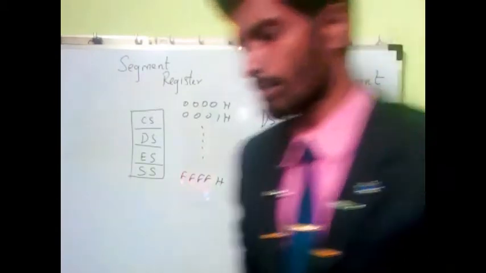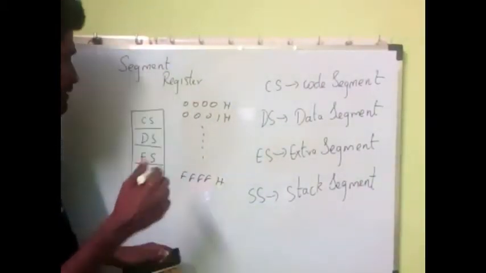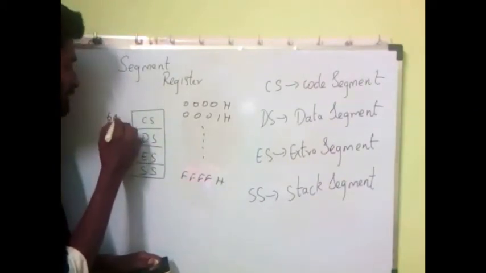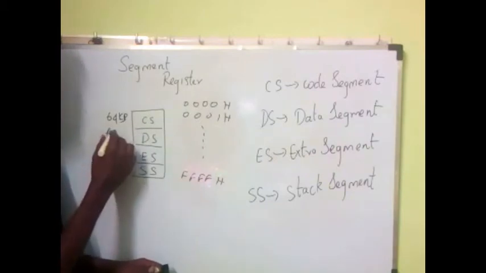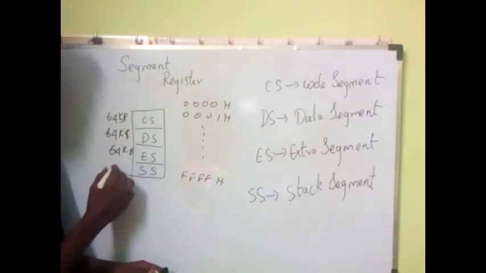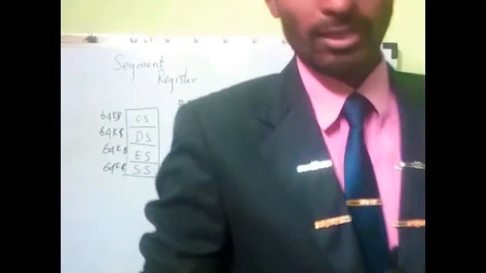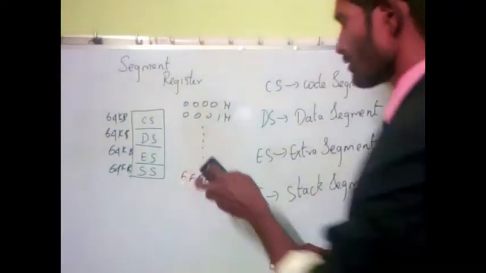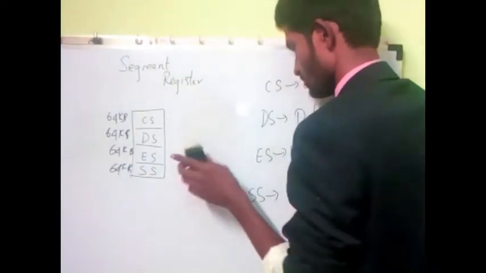In the same way, this whole stack will get, look here, for CS 64 KB, and DS 64 KB, and for ES also 64 KB, and for SS also 64 KB. Likewise, they have the particular storage level. Now I will wrap up this one. Please hold on.